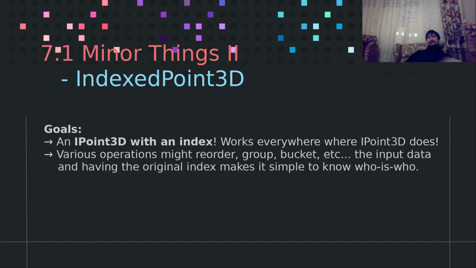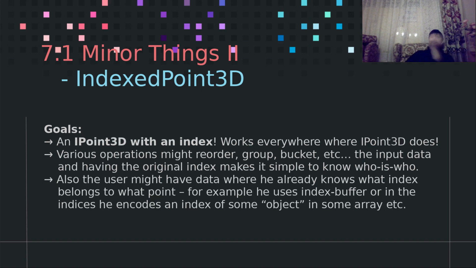Because various operations might reorder, group, bucket, whatever, your things, and you might want to correspond them to the originals. Good luck corresponding them if there are multiple ones very close, with floating point numbers. You can try, if it's smaller than this, I hope that it's the same, but it will not be the same. So don't go down that rabbit hole. You have this IndexPoint3D, a very good building block, usable for a lot of things.